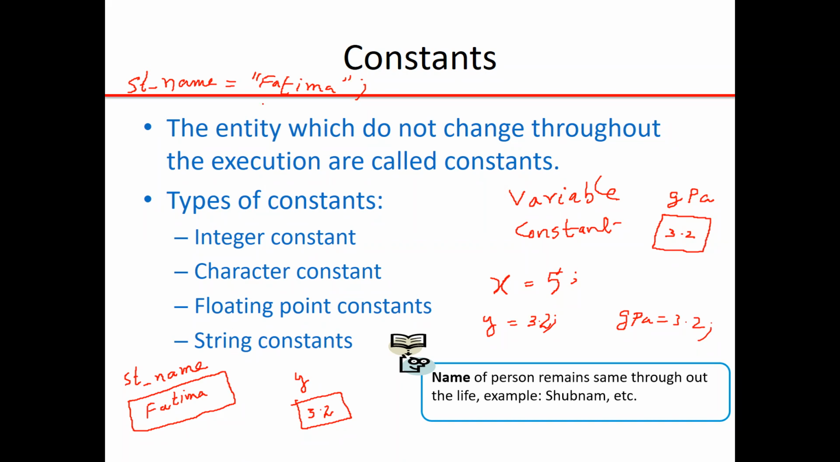Instead of using Fatima as a character constant, I can use a string constant. String and character, what is the difference? A character comprises one letter. Suppose grade A is a character and Fatima is a string constant. If we have more than one character, we call it a string. Strings are basically a sequence of characters.